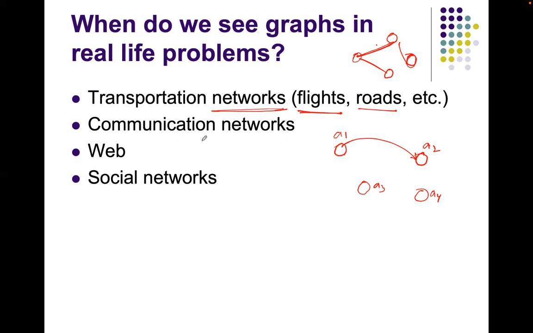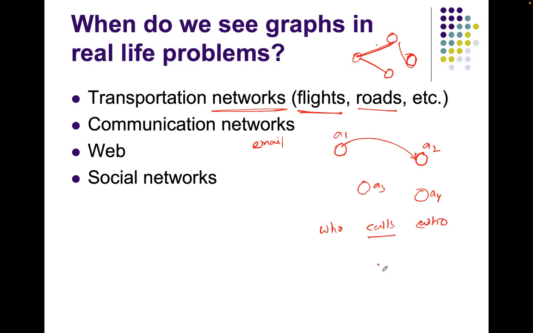Communication network. Let's think about a phone call. If we think about phone calls, who calls who? Who is connected, who is communicating with who? It can be a phone network, or it can also be an email network. Who is emailing which one? That's also a big network. Now we can represent them using a graph.